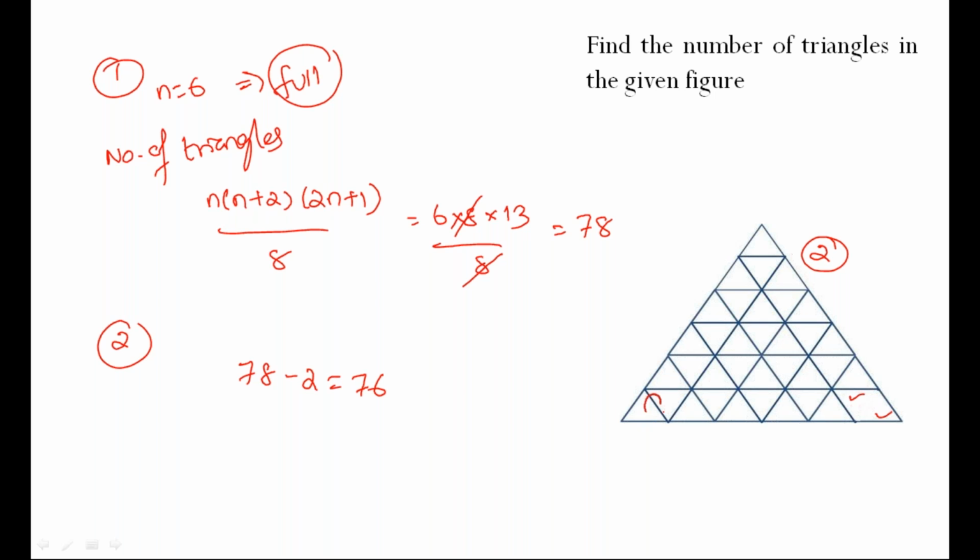Suppose this is also removed, then 76 minus 2, it's going to be 74. Suppose this line is also in the middle. But this is not applicable if you remove some line in between, because if you remove this line, this will also affect a lot of other triangles. Okay, that is a very difficult task.